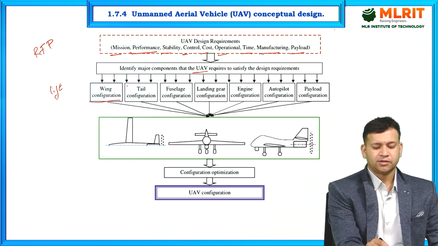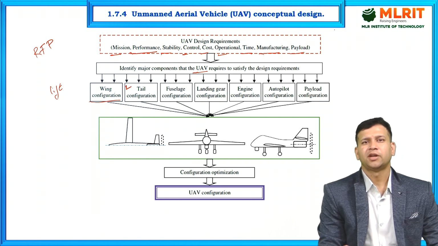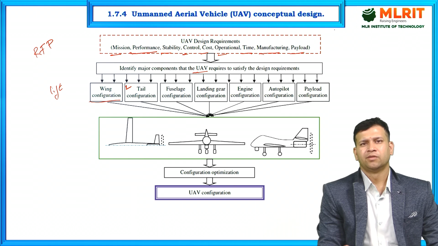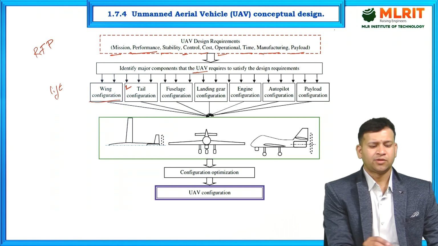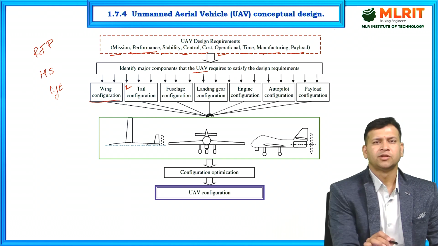Next, second one is tail configuration. What kind of tail configuration is the unmanned air vehicle going to have? Whether it will have a conventional tail, T tail, V tail, H tail, right? Because the tail has to provide horizontal stability, which is longitudinal stability.